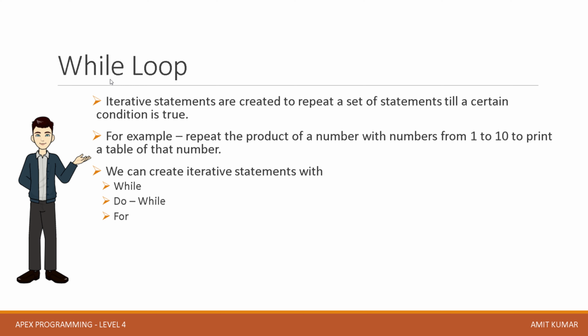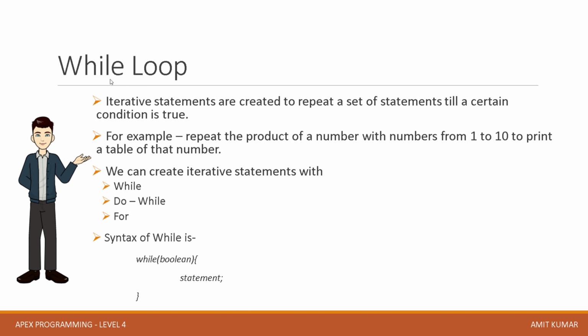Now we can create iterative statements with the help of while, do while and for. In this video we are going to talk about while loop. Now the syntax of while looks something like this. You can see while has a boolean statement or a boolean expression with it and then a block where we provide the statement. Now while checks this boolean expression, executes the statement and checks the boolean expression again.